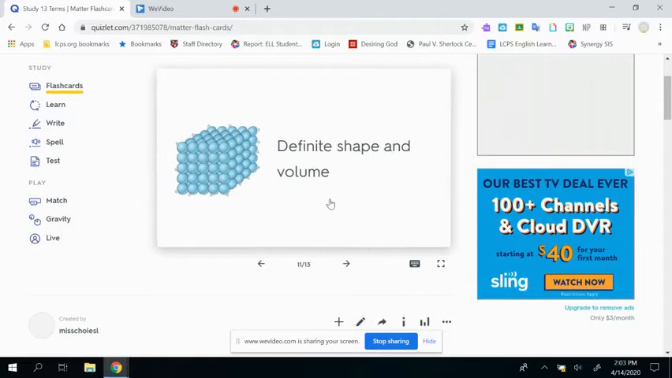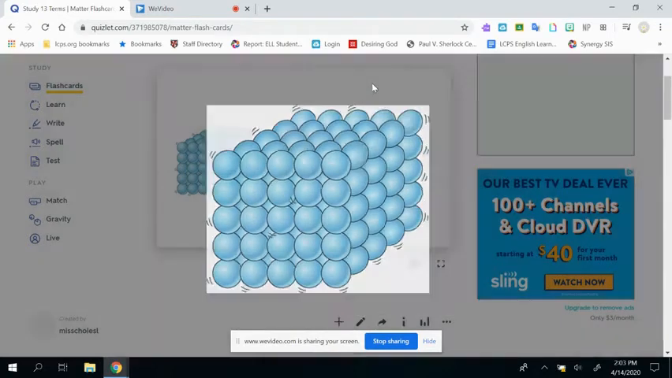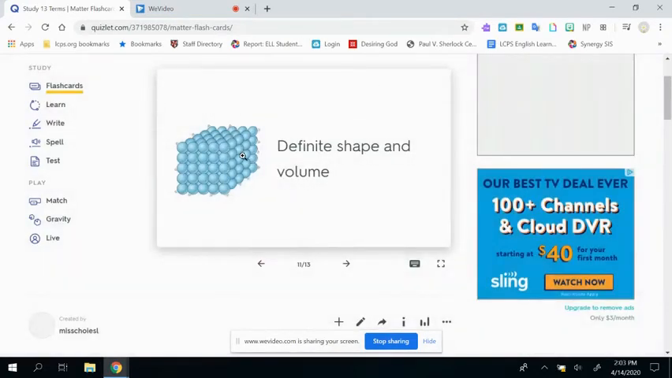Solid has a definite shape and volume, which means it's really hard to move. You see, these little balls are all atoms. They're all very tightly packed together. If you look at an apple, it is a solid because it has a definite shape and a definite volume. It's very hard to change the shape and it's very hard to change the volume.